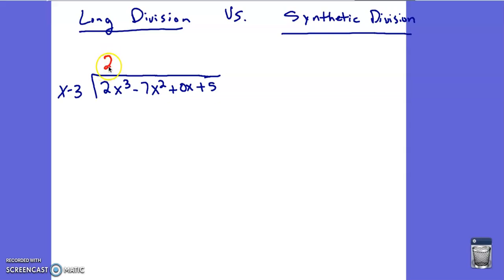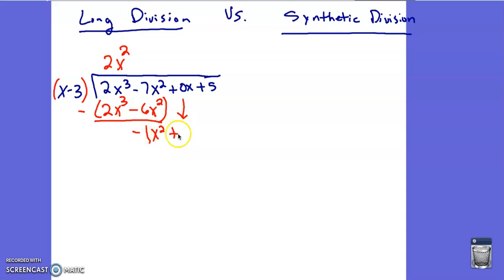So again, you're going to find 2x squared right up here. And then once you find that, you're going to distribute that. So that's going to give me 2x cubed minus 6x squared, and then emphasis on subtracting. You're going to end up getting negative 1x squared, bring down the 0x. And then to continue on, this is going to be minus x, and negative x times x is negative 1x squared, and then positive 3x.